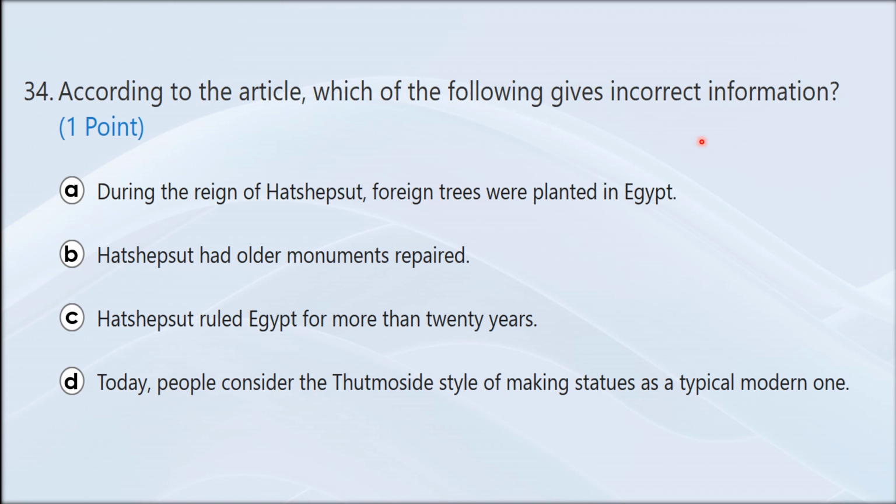So what is the incorrect information? During the reign of Hatshepsut, foreign trees were planted in Egypt. Hatshepsut had older monuments repaired. Hatshepsut ruled Egypt for more than 20 years. Today, people consider the Thutmoside style of making statues as a typical modern one.